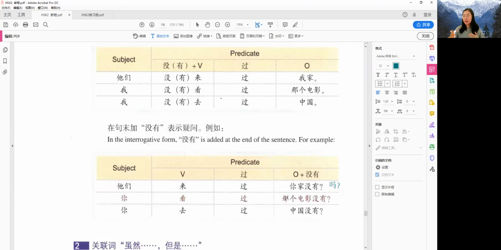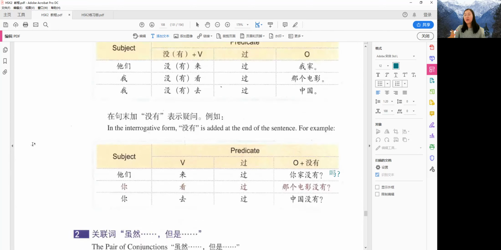All right, so let's take a look at the second example here. 你看过那个电影没有? For the pronunciation, for the oral expression, just try your best to say the sentence smoothly. So do not just stop over here and suddenly add 没有 at the end of the sentence. This doesn't make much sense. So you're going to say this part together. 你去过中国没有? Totally together. So 中国没有, 那个电影没有, 你家没有. It's like this kind of pronunciation over here.